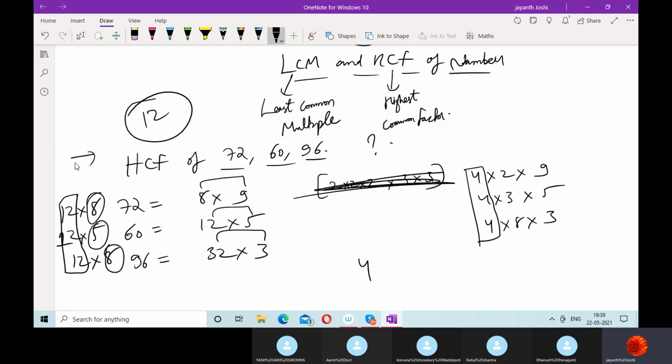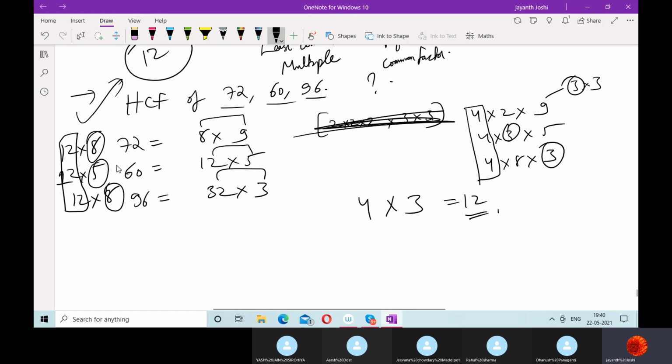Either this is the way, in one step you can kill it, or else you can do it in this way also. So 4 has come. Now 9, I can write 3 into 3. So 3, 3 and 3. But you know this 2, and again no 2 is there. Here you have 2, but you are not finding any other common factor. So 12 is the HCF. So this is in one step. This is in a number of steps. So in examination, you can do this and try to save your time. Okay. Chalo. All of you note this down.